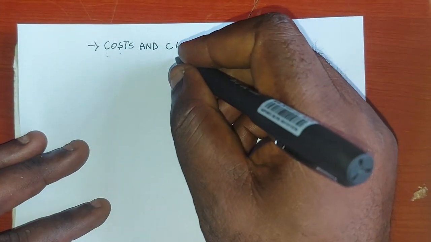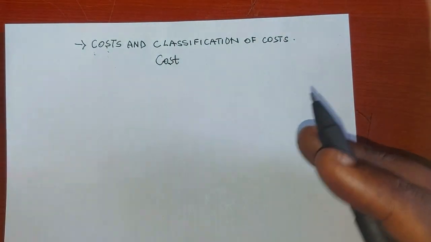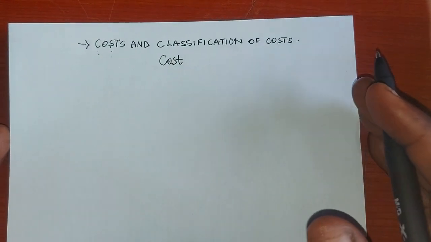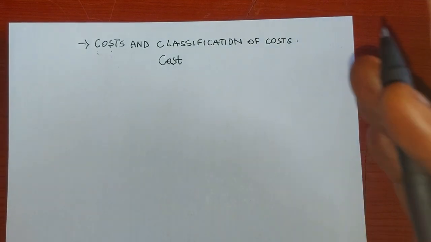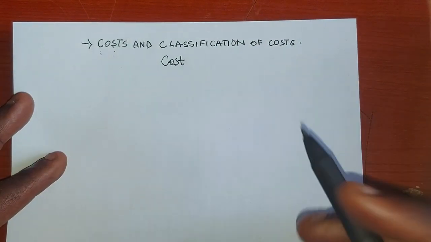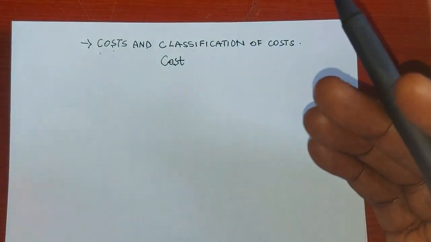All right, now when you come to classification of cost, classification means to group costs according to degree of similarities. Okay, when you group costs according to degree of similarities.